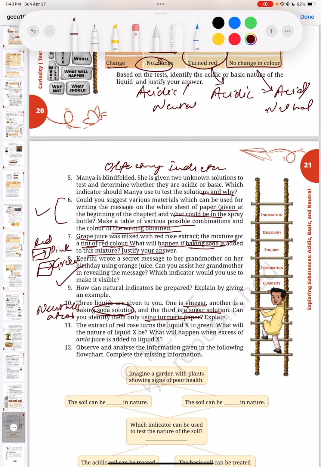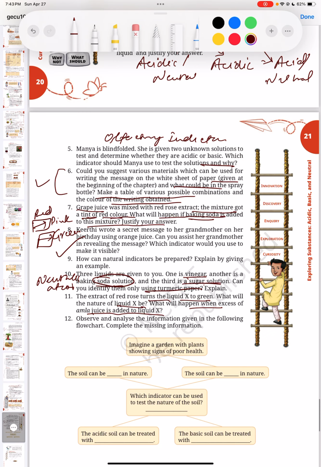Now the extract of red rose turns the liquid X to green. What will be the nature of X? As we have seen, it should definitely be basic. And what will happen when excess amla juice is added to the liquid X? At one point of time it will turn pink, and then it will turn red, given that you put a lot of amla juice.